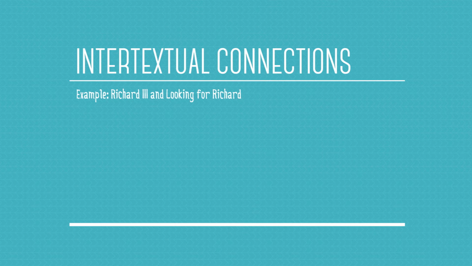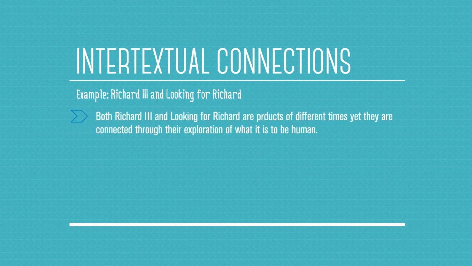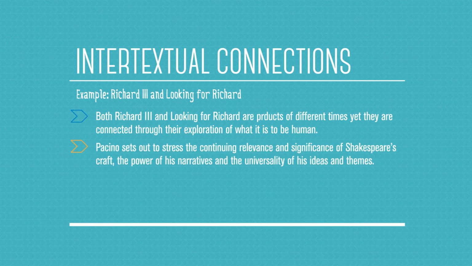So if you look at Richard III, Shakespeare's play, and Al Pacino's Looking for Richard, they're products of different times, yet they're connected by what it means to be human. Both are fascinated with Richard III, who's this enigmatic villain, quite charismatic, but at the same time, dastardly evil. So Pacino, of course, sets out to stress the continuing relevance and significance of Shakespeare's craft, the power of his stories, and the universality of his ideas.